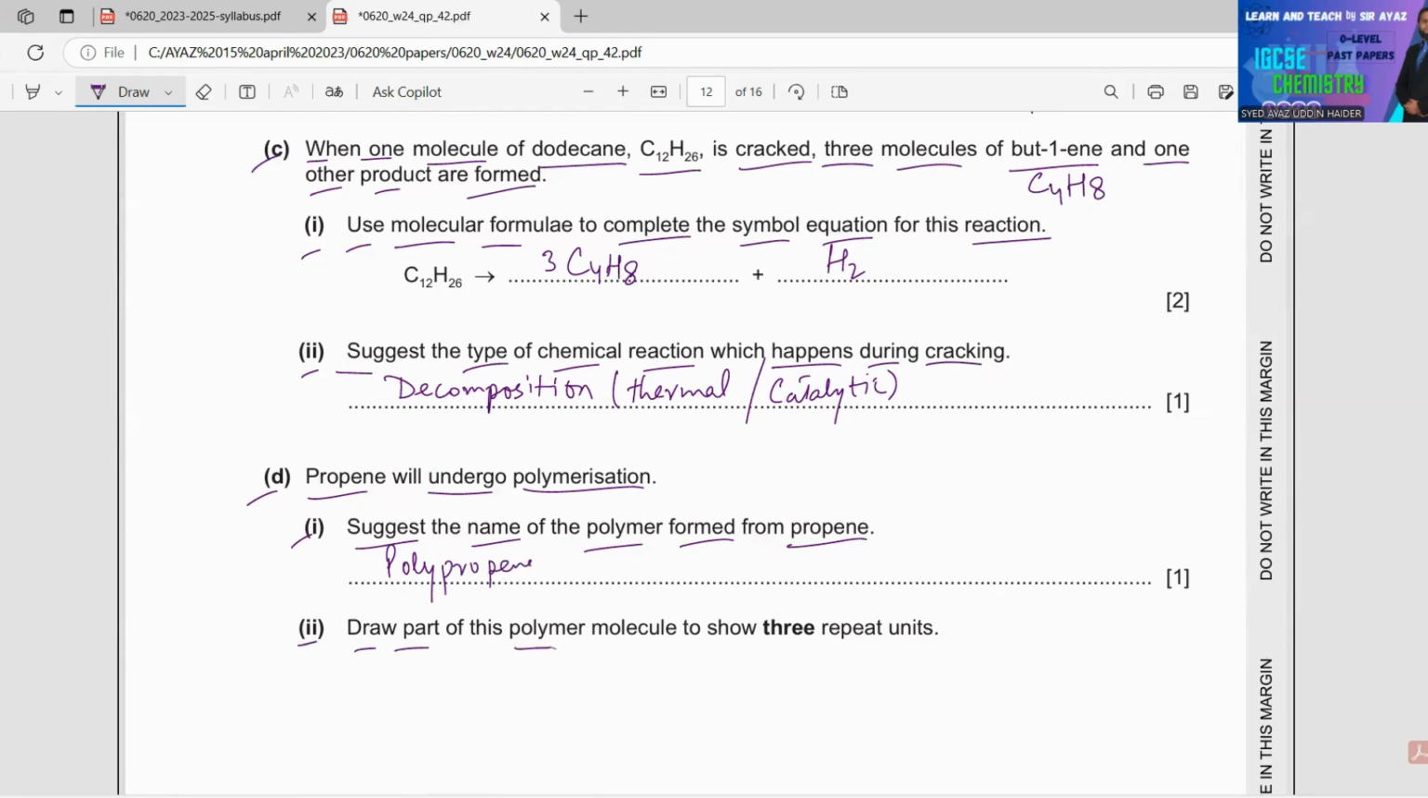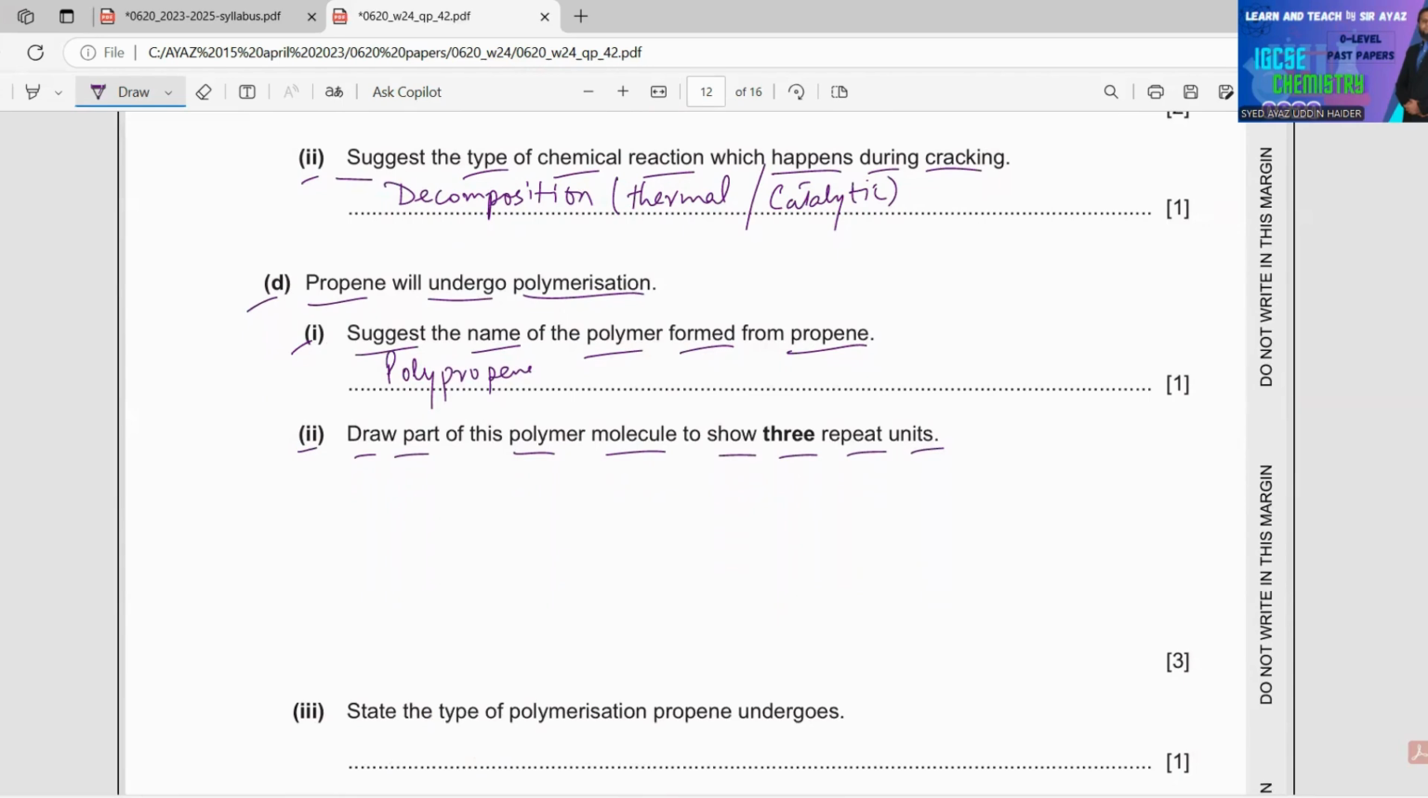2, draw part of this polymer molecule to show 3 repeat units. Now they are saying show 3 repeat units. First of all, you have to draw the propene molecule so that you will be able to draw the repeat units from propene. So this is propene. 1, 2, we have 3 carbon atoms. So I'm going to place the third carbon atom in the form of an attached group, CH3 here. And we must be having a double bond between these 2 carbons. This is propene.